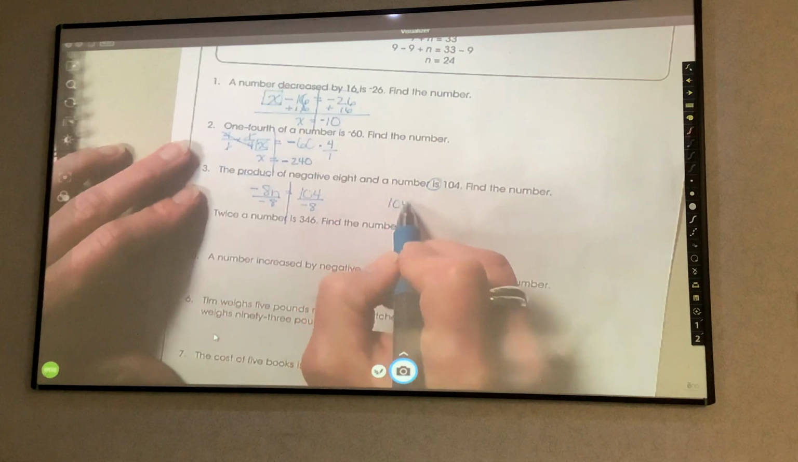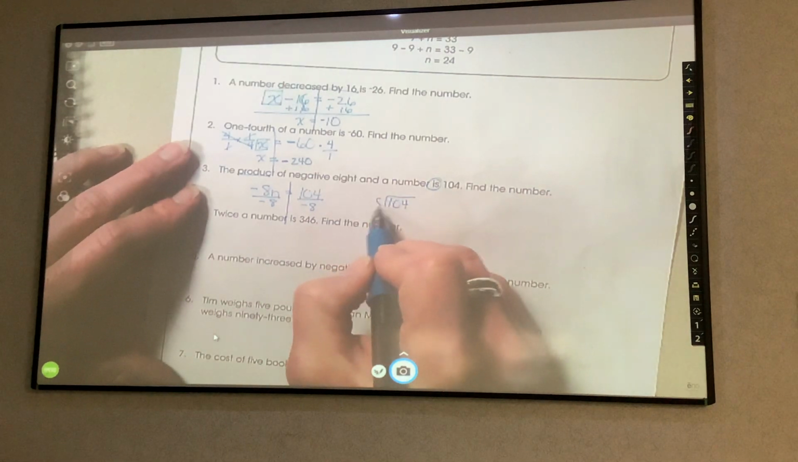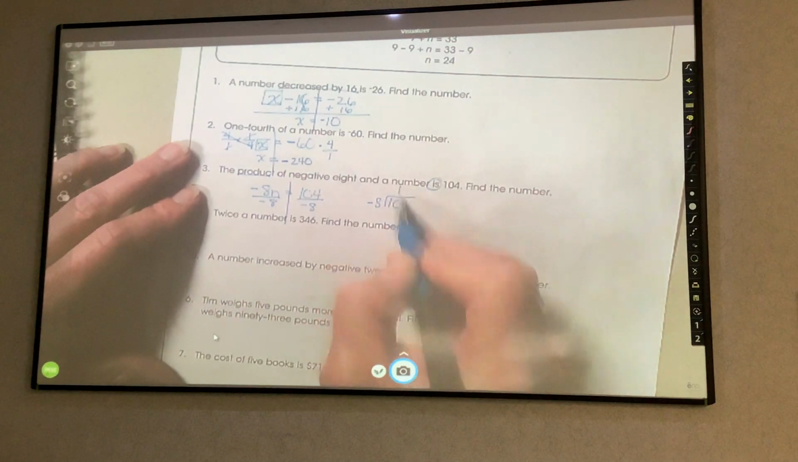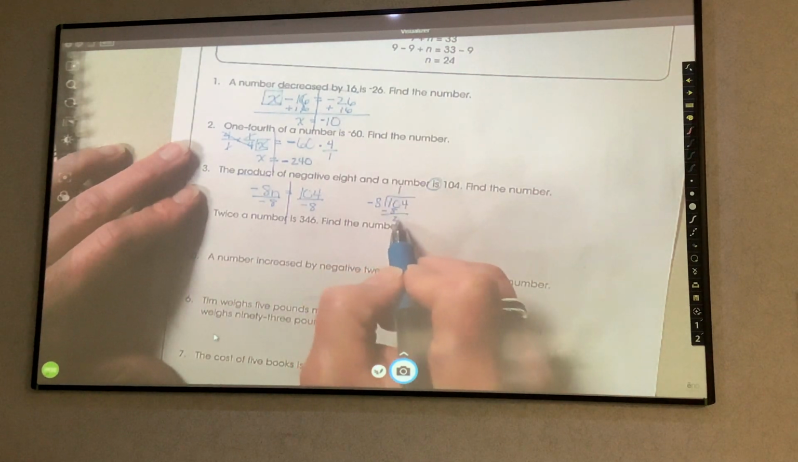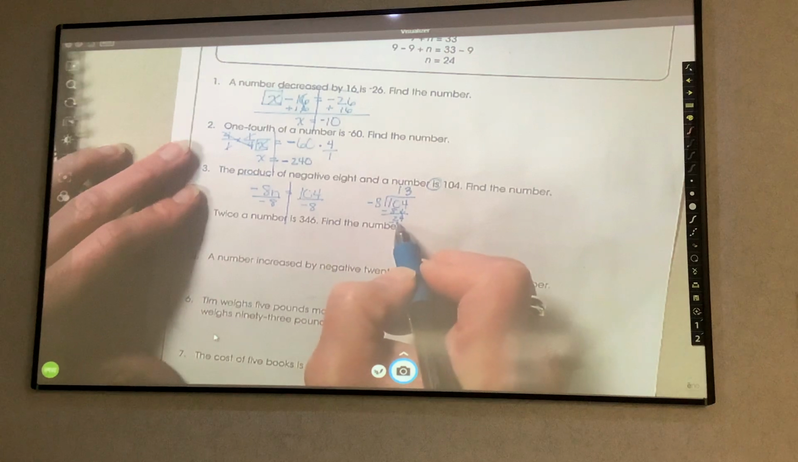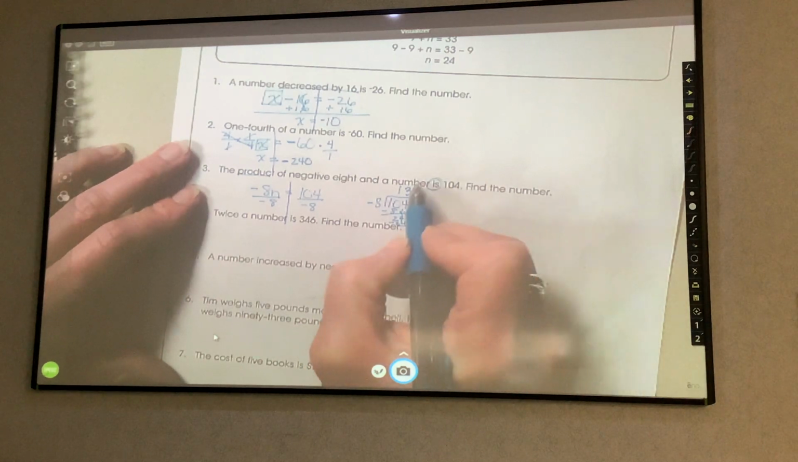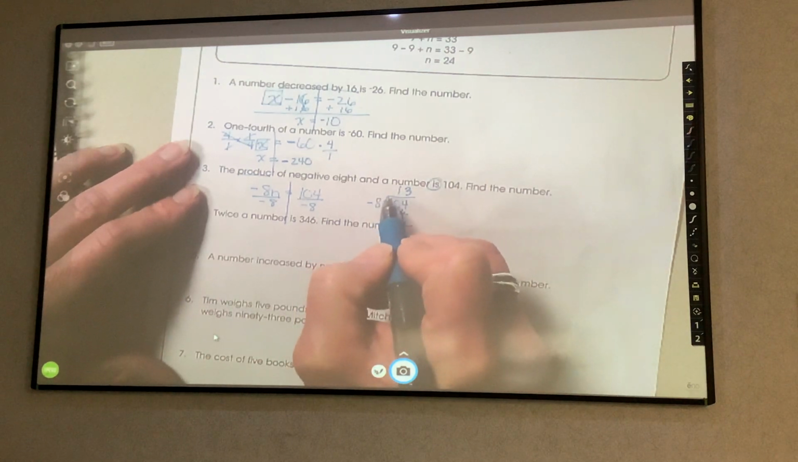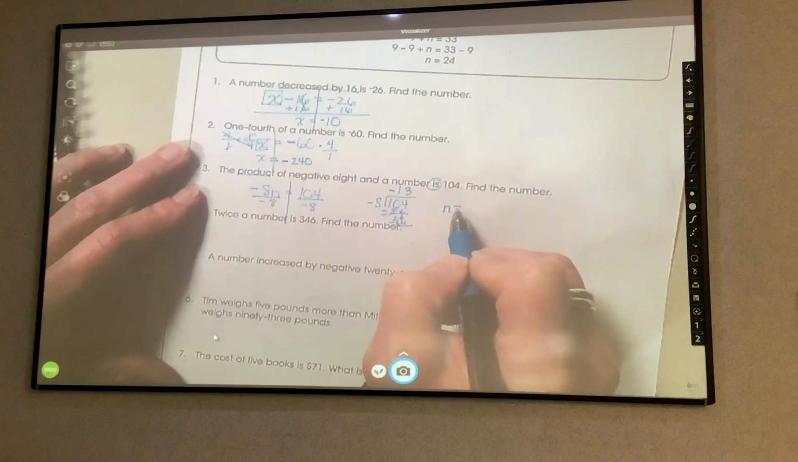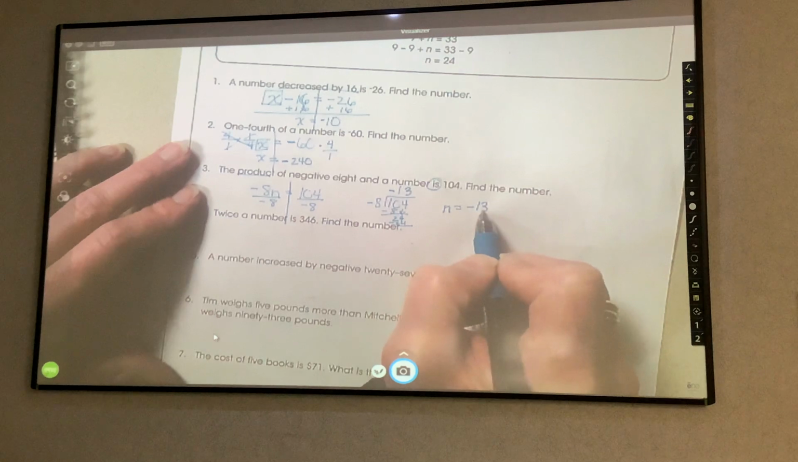I don't know that in my head, so I'm going to come over here and I'm going to do it. 8 goes into 10 once, 2 left, 8 goes into 24 3 times. So, and a positive divided by negative is a negative. So n equals a negative 13.